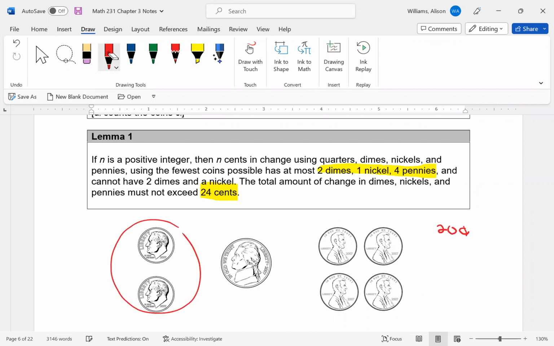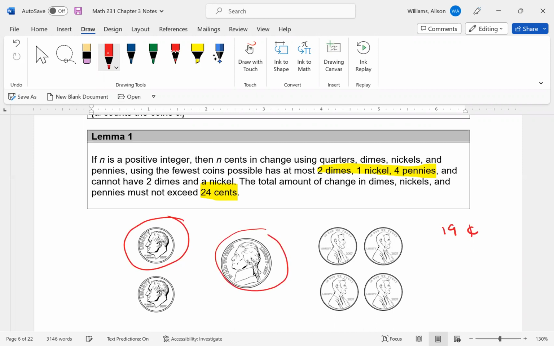All right. Then I get less than 20 cents, like 19 cents. And I'm like, all right, can't use 2 dimes anymore. I'm going to use 1 dime and I have to use a nickel now and all 4 pennies. And there we have 19 cents. And then to do 18 cents, I'm going to have to take away a penny. So just 3 pennies. And then 17 cents, 2 pennies, and then 1 penny. All right. And then we hit 15 cents, which is 1 dime and 1 nickel.